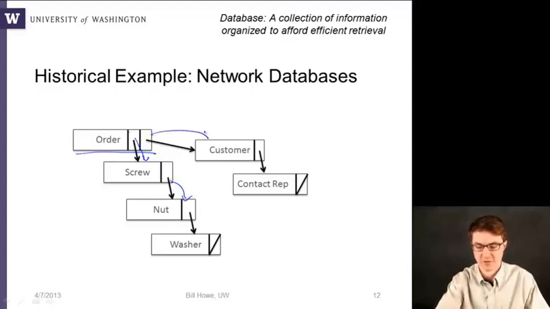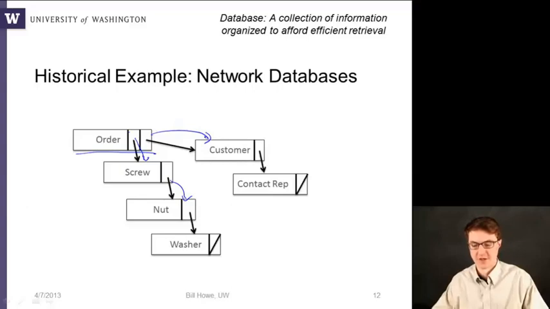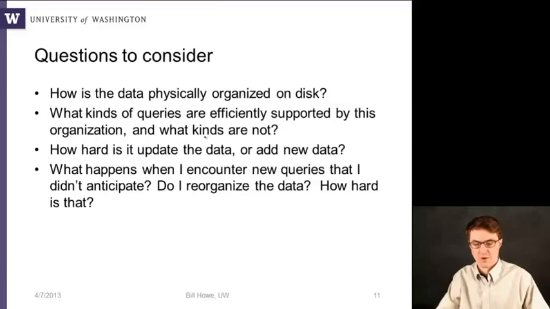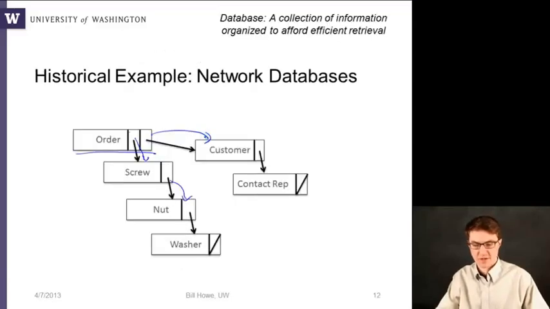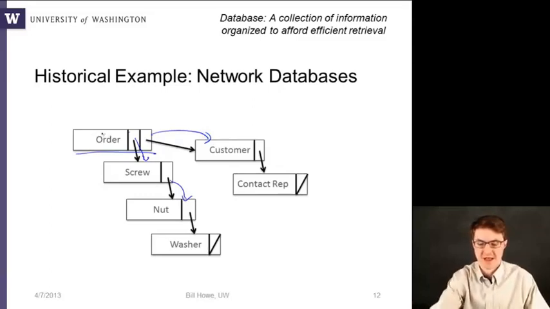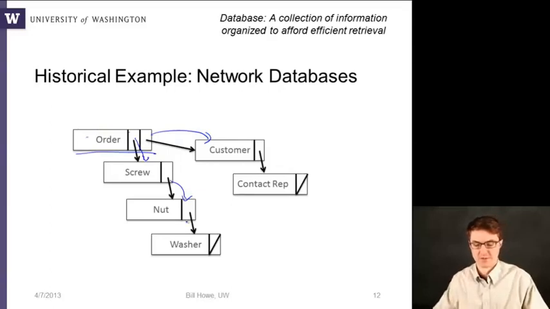Another field in the record would point to the customer that made that order. Okay, so going back, what kind of queries are efficiently supported? Well, if I want to find all the parts associated with an order, I can do that pretty efficiently. I have a given order, and I just walk down this chain to gather up all the parts.